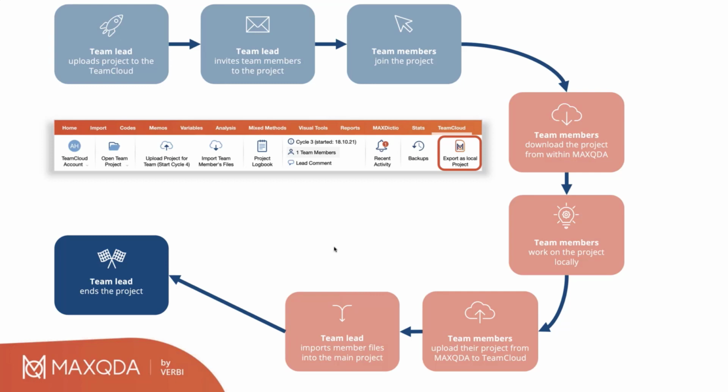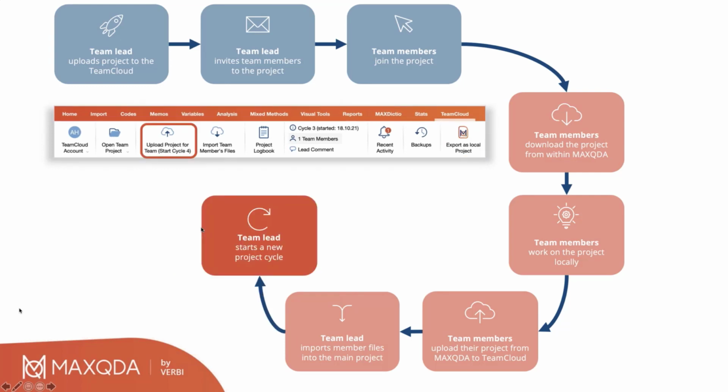At this point, if the project's done, you can end the project, exporting the file as a local project, or you can start a new cycle of the project by uploading. So all 3 of your team members have uploaded data. You've got new instructions for what the next step is. You upload a project for the team to start the next cycle.